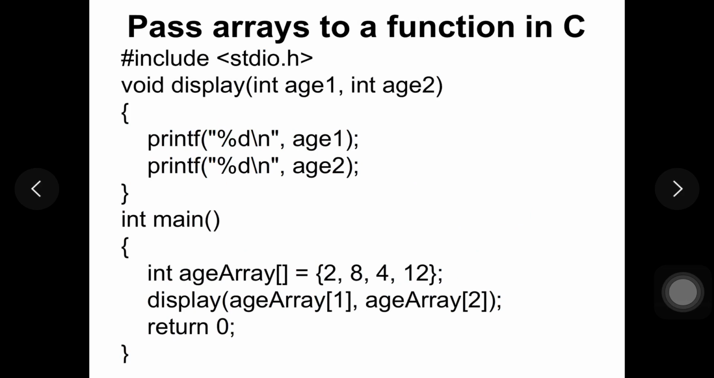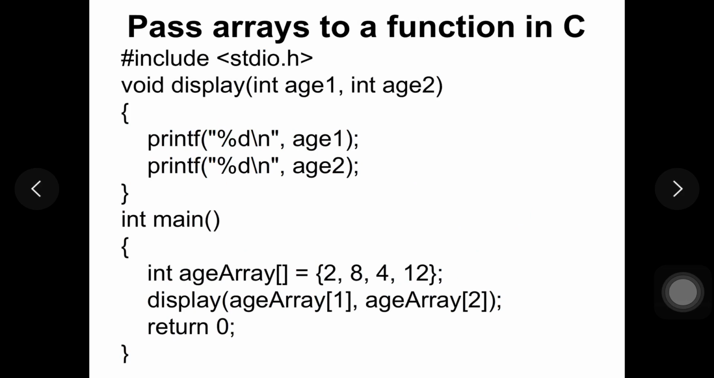Here we are passing value by value to the function display. We are not passing the whole array to the function display. Here we are passing a single value to the function display. In the next method we will see how to pass the whole array. Okay, as soon as the compiler sees the program, first it computes the main function.